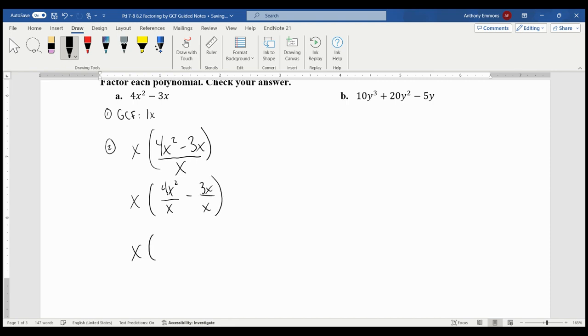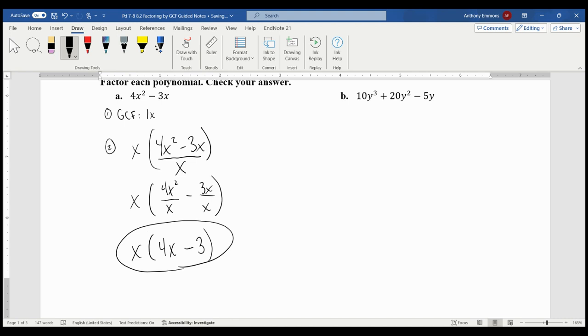And so for our final answer, 4x squared divided by x: 4 divided by 1 is just 4. For these variables, we can subtract the exponents. x divided by x is just 1. And so the GCF is x. If we divide everything by that x, we get 4x minus 3. So that's our final answer. We factor out the greatest common factor. We identified it, then we both multiplied and divided by it, and that's our final answer.